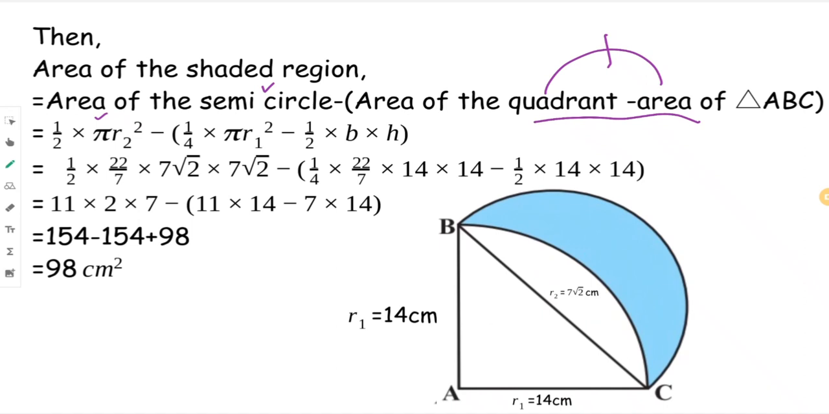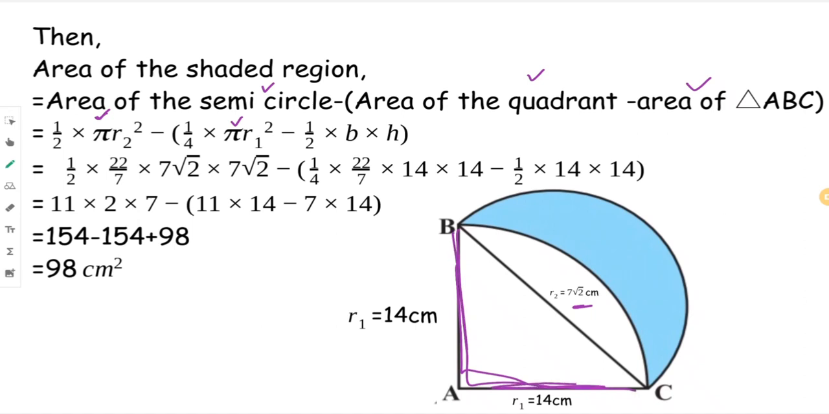So since we know all the values, we just have to put them in, okay? So area of the semicircle, semi is half, right? So half pi r square 2. Then area of the quadrant means 1 by 4 times pi r square, I took radius 1, right? And the area of triangle ABC is what? Half base into height, alright? So R2, so pi is what? It's very simple, 22 by 7, right? And R2 we just got here. R2 is how much? 7 root 2 square, right? So 2 times. And again, pi is 22 by 7. Radius 1 is how much? Radius 1 is 14, right? So 14 into 14. Then when you look at the triangle, this is a right triangle, which means I have the base and also the height. They are both 14 and 14, right?